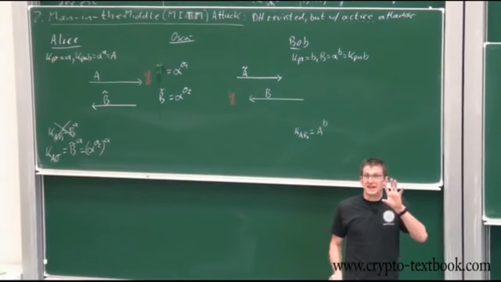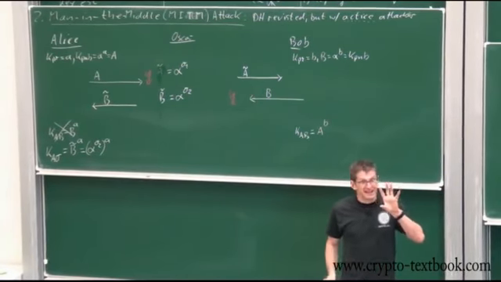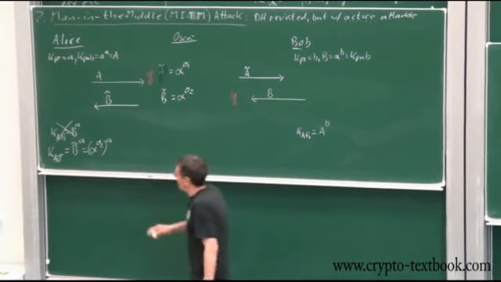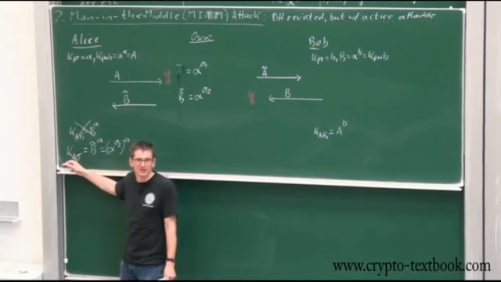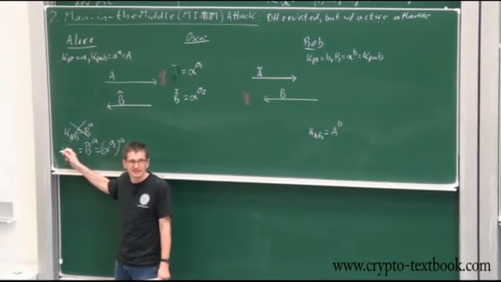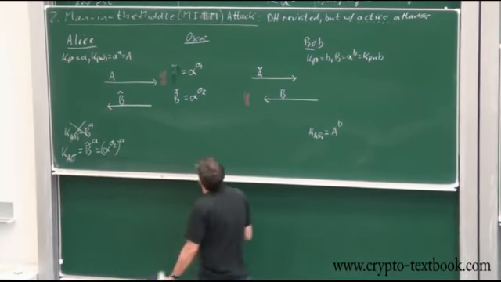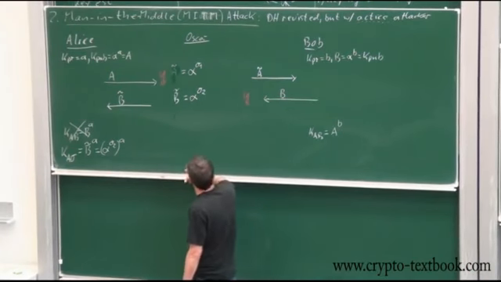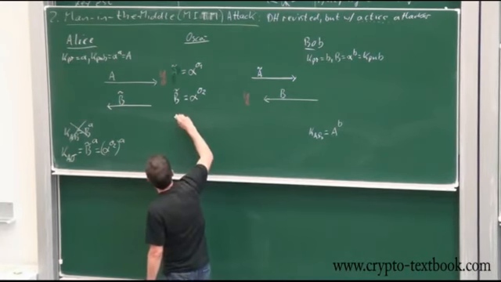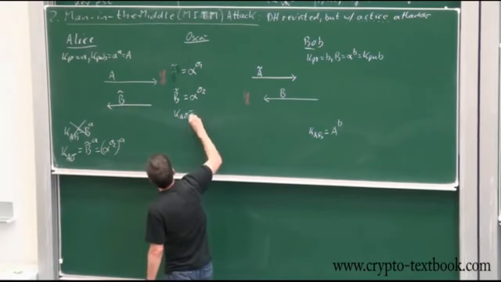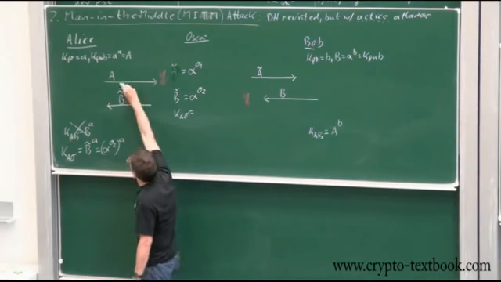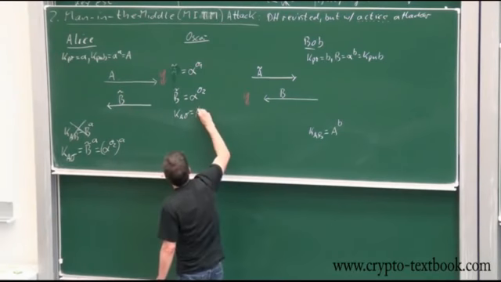except Alice is a little bit naive. She thinks this is KAB. She doesn't know that there's an O here, right? She doesn't know that this is the key that she computed with Oscar. And of course, the unpleasant thing is Oscar can compute the same session key. Oscar can compute KAO. How does he do that? He takes A and raises it to the O1 power.